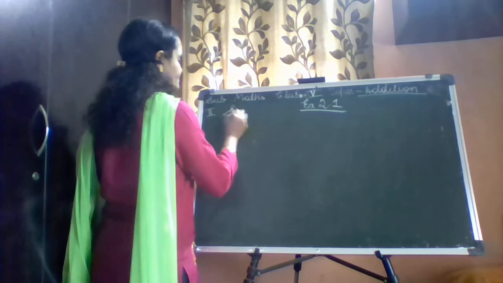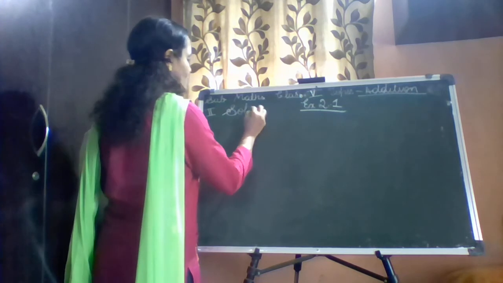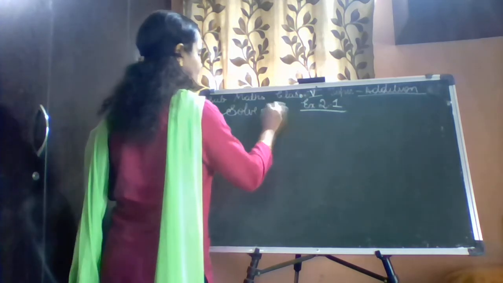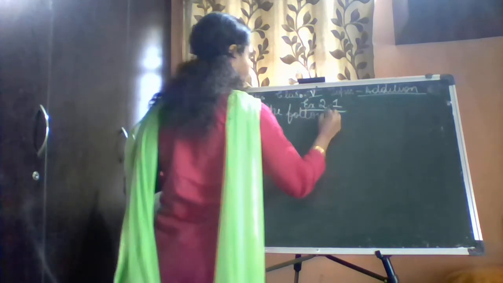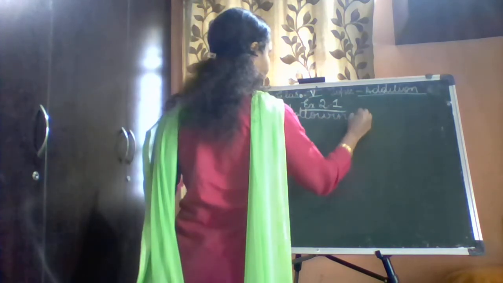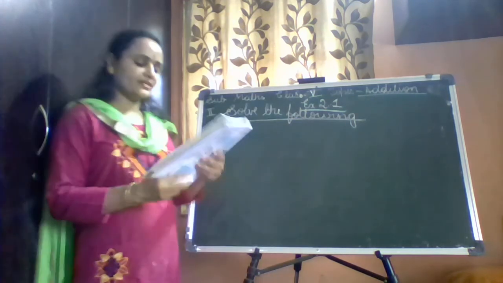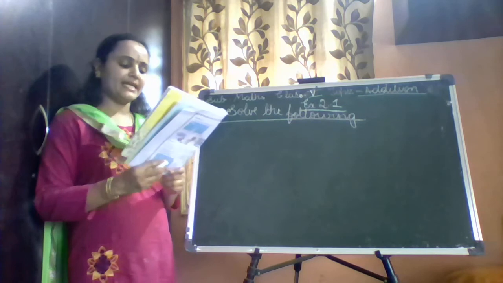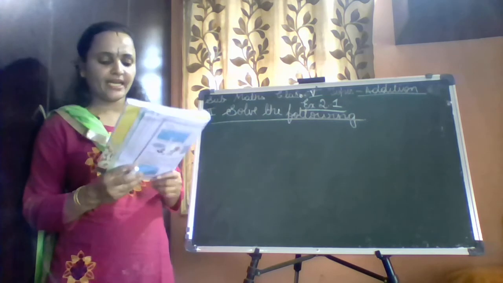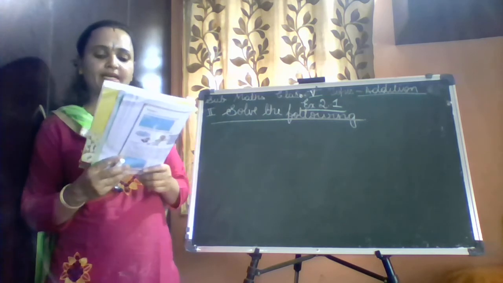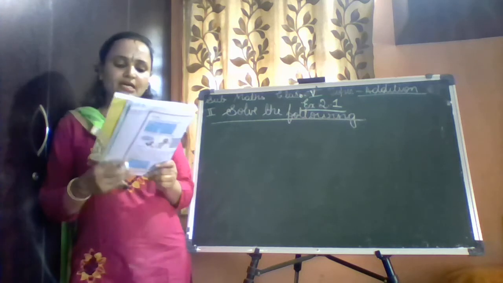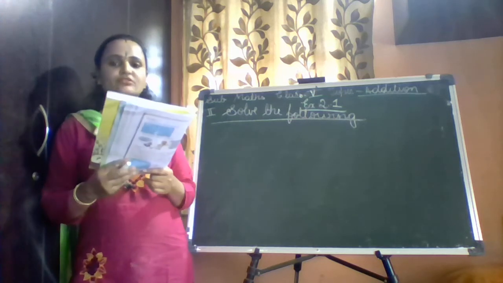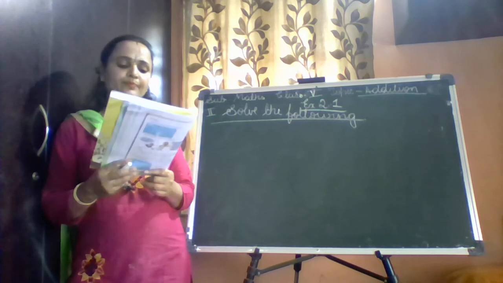Second main, solve the following. Okay. So the first question. There are 26,759 trees in a protected area of a forest. Okay. There's a forest and there are many trees. How many trees are there? 26,759.